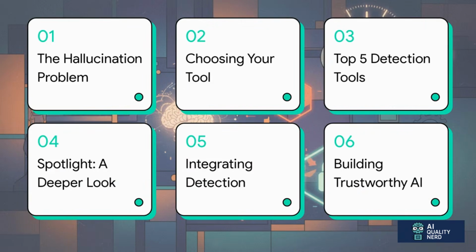All right, so here's our game plan. First, we're going to break down what the hallucination problem actually is. Then, we'll get into a practical guide for picking the right tool for the job. We'll check out the top 5 tools out there, do a little deep dive on one, and then wrap up with how to actually integrate all this stuff to build AI systems you can trust.